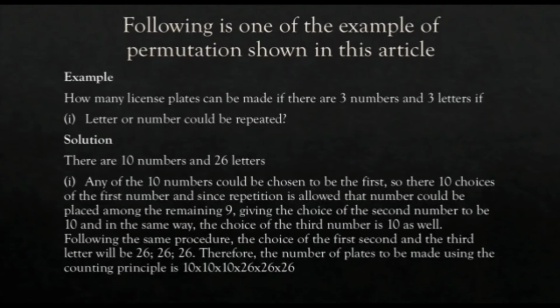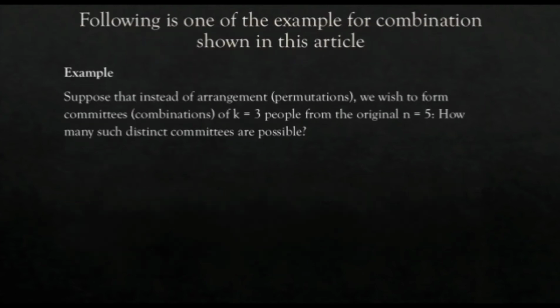Therefore, the number of plates to be made using the counting principle is 10 times 10 times 10 times 26 times 26 times 26. Following is one of the examples for combination shown in this article. The example is, suppose that instead of arrangement, we wish to form committees of k equals 3 people from the original n equals 5. How many such distinct committees are possible?